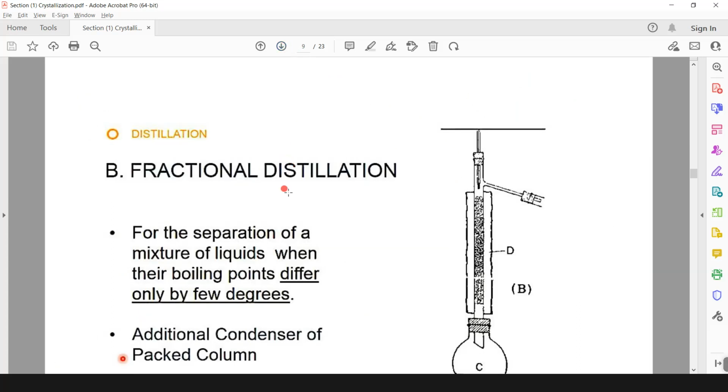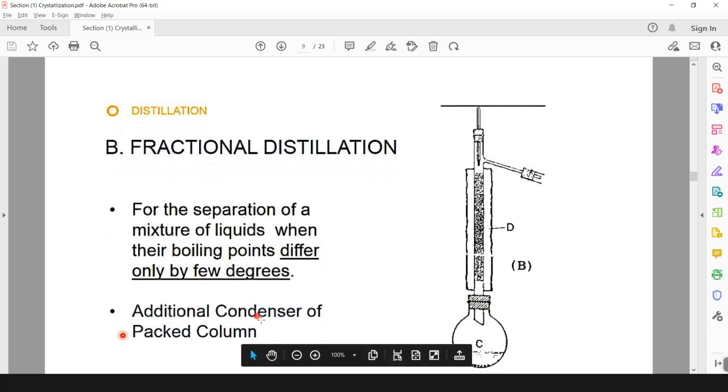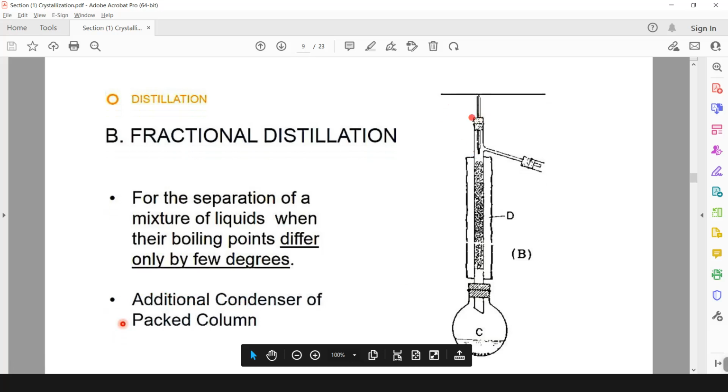In this type of distillation, we can separate two liquids. The difference in their boiling points is not from 50 to 70, it's only a few degrees, from 5 to 8 degrees. How can I do this? By adding something called a packed column. We will put an additional condenser. This is an extra part that will be put in the fractional distillation. It is called the packed column. It is a column packed with glass beads, pieces of glass.